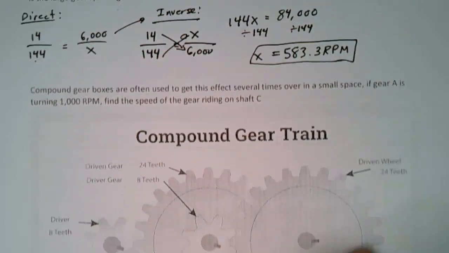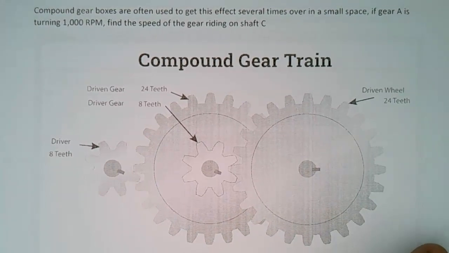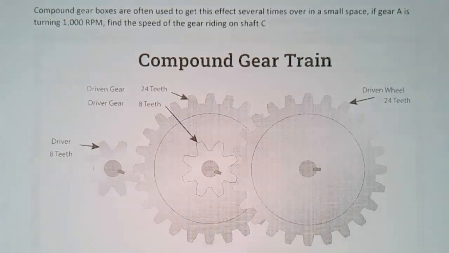So now, sometimes we get a thing called a compound gear train. This is an example of a compound gear train. This is where we want to do this same thing we did in the previous problem, but we want to do it multiple times, in a very small space. And so here's what we've got.